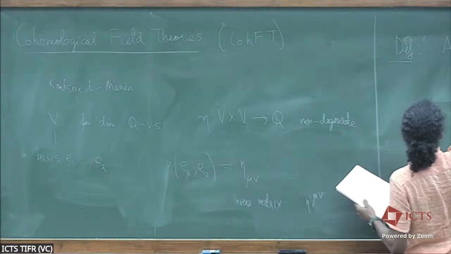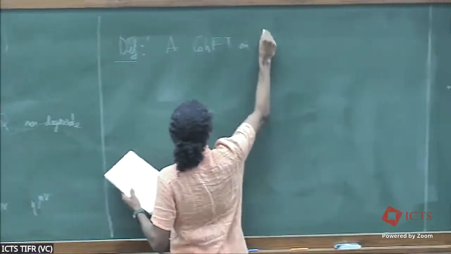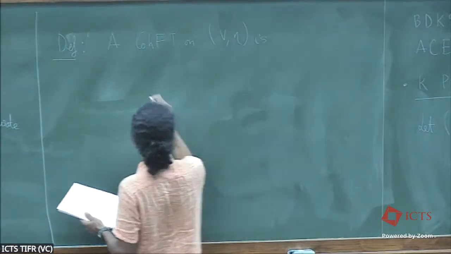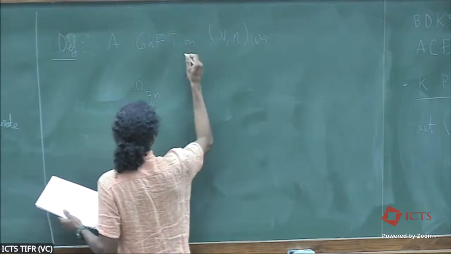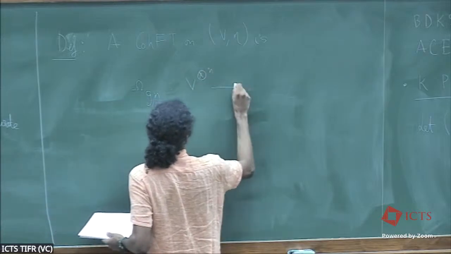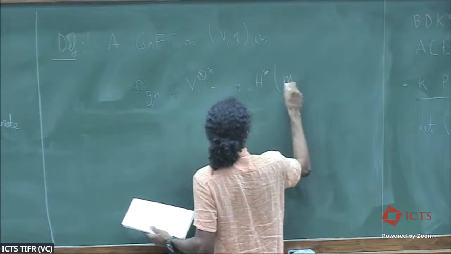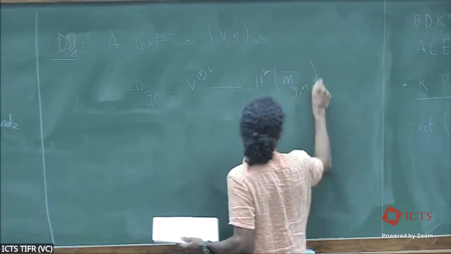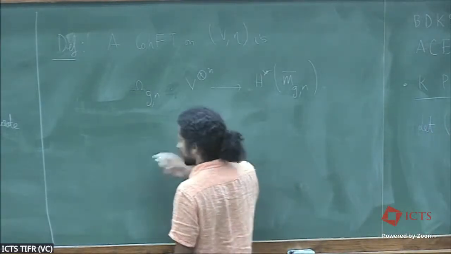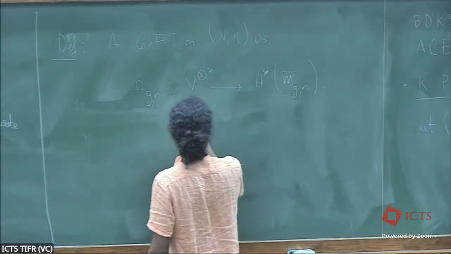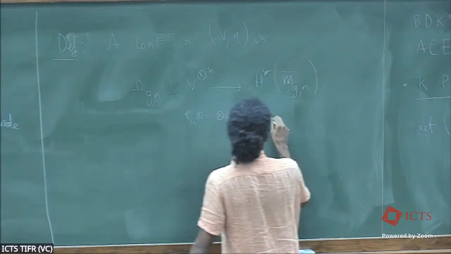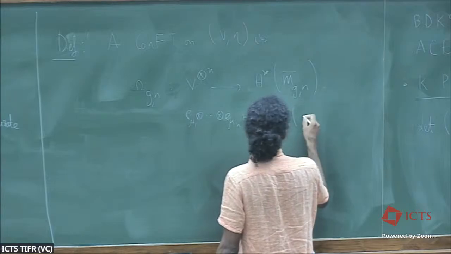Okay, a cohomological field theory on V with eta is the collection of maps called omega_{g,n} from n copies of V to the cohomology of the moduli space of curves. And in my basis, if I have something like E mu1 tensor up to E mu n, I'll give this the name omega_{g,n}^{mu1 to mu n}.